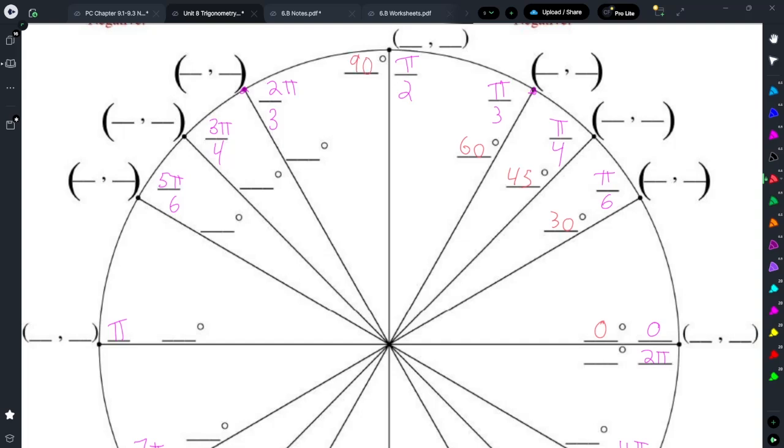Now, over here, if we reflect our 60-degree angle, it lands right here. So that's going to be 120 degrees. And then over here is going to be 135 degrees. And then the next one is going to be 150 degrees.